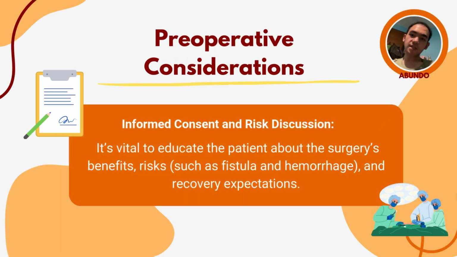The fourth one is informed consent and risk discussion. Clear communication with the patient and family is critical. A detailed informed consent process should explain the nature of the procedure, expected outcomes, and potential complications such as pancreatic fistula, delayed gastric emptying, hemorrhage, infection, and endocrine or exocrine insufficiency.